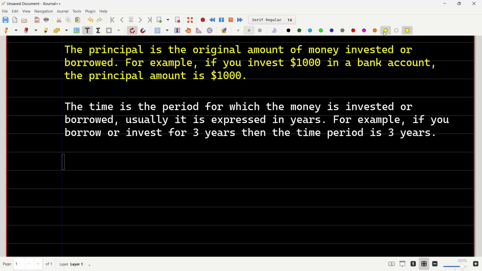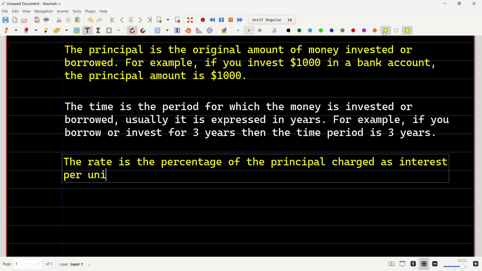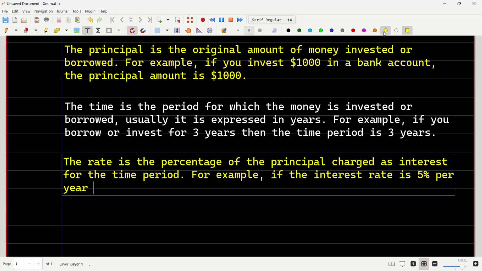Switch back to yellow. So the rate is nothing more than the percentage of the principal charged as interest for the time period that you're borrowing it for. So if you have an interest rate of 5% a year, then the rate is going to be 5%. So let me just write that down. So the rate is the percentage of the principal charged as interest for the time period. For example, if the interest rate is 5% per year, then the rate is 5%.